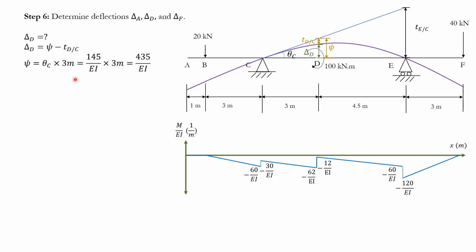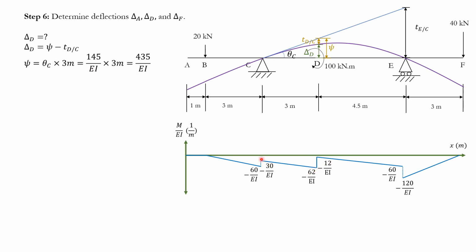And what is psi? Just talked about that. Theta C, we know what theta C is. 3 meters is the length between C and D. And remember again, theta C, tangent theta C, doesn't matter. Rotations are very small, they're equivalent. And so from there, we now know one of these values. We know psi. What is TD with respect to C?